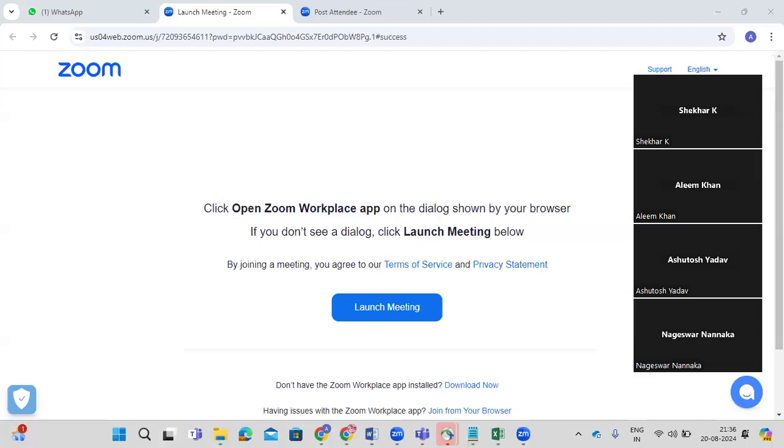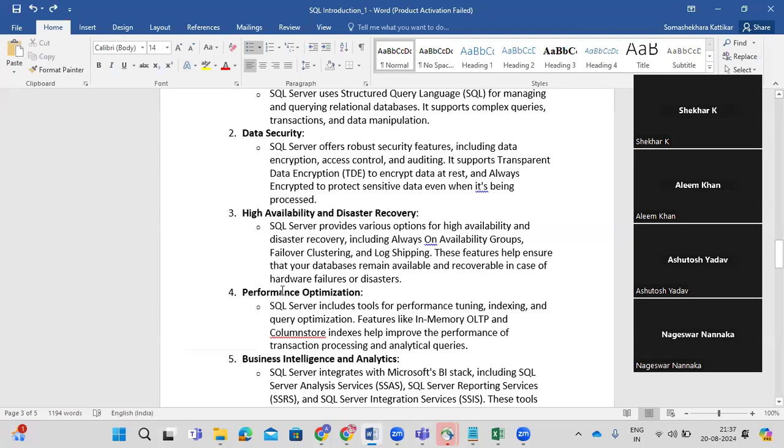Yeah. So I'm sharing my screen. Performance optimization means performance issues. Performance issues means, suppose let's consider Alim. Alim is one of the developers, or myself, Shaker. Shaker is one of the developers in the project.